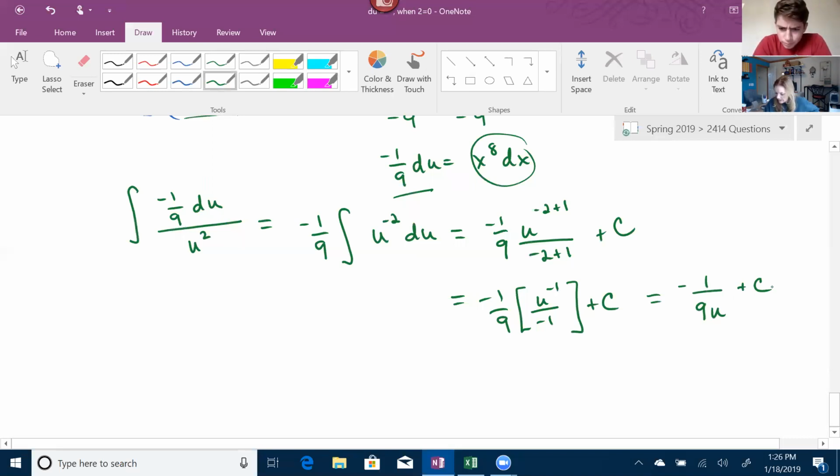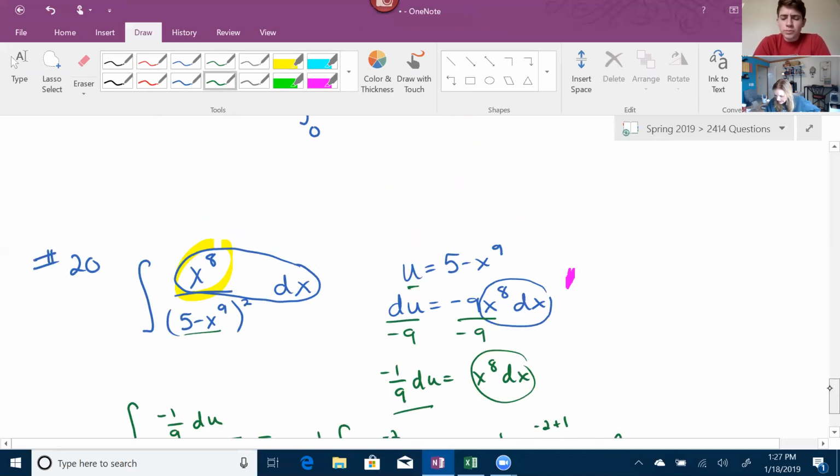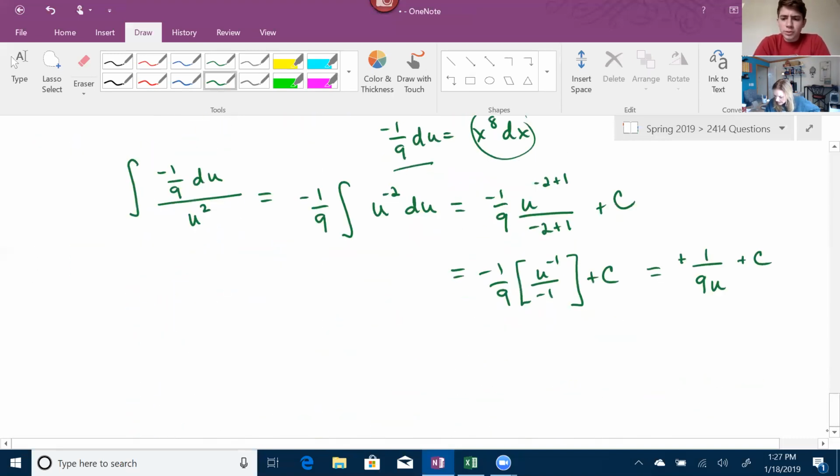Because positive. You want me to do positive? Are you okay? Then you would say, what was u though? u was 5 minus x to the 9th. So we would rewrite it as 1 over 9 times (5 minus x to the 9th) plus c, and that will be our answer.